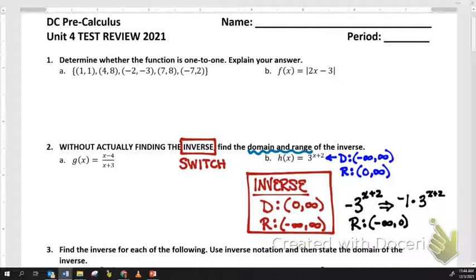2A? Yeah. Without actually finding the inverse, I want to find the domain and the range of this. Domain is all the things I'm allowed to use for x. Is there anything that I'm not allowed to use for x? Negative 3. So what would the domain be here? Negative 3 to infinity. That's part of it, but that's not all of it.